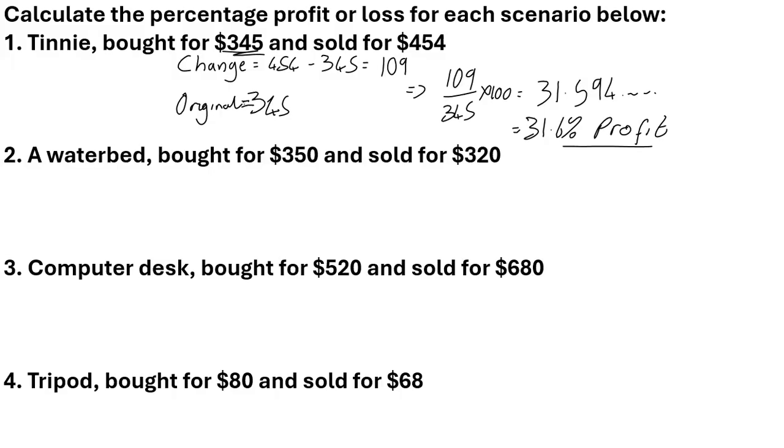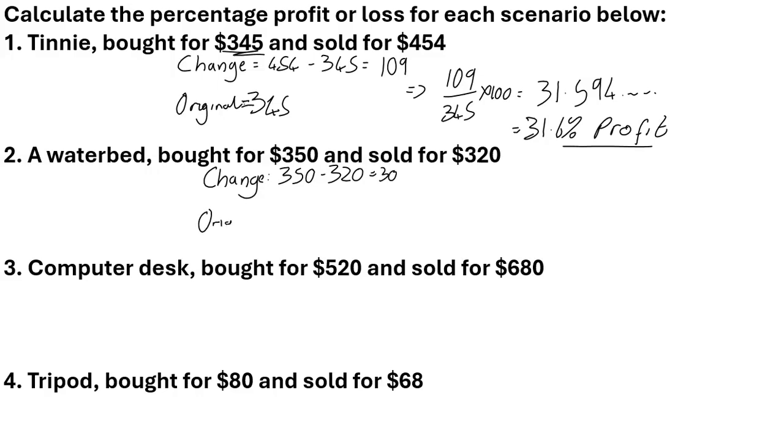Second scenario, a waterbed is bought for $350 and we sell it on again for $320. What is the percentage profit or loss? Well, in this case we know it's going to be a loss because we bought it and we've sold it for less. But it doesn't change the set of steps that we do. First thing we have to do is find the change in price, which in this case is going to be 350 take away 320, so that's going to be $30.